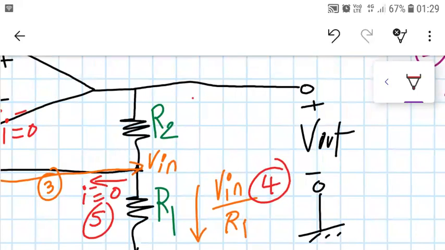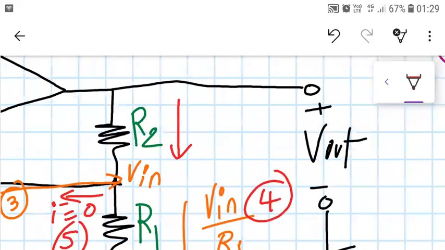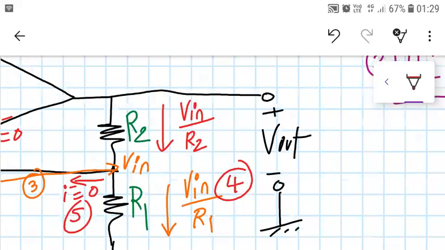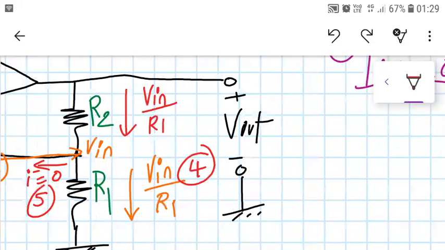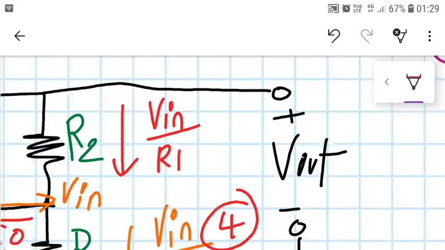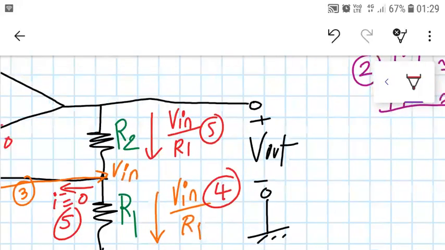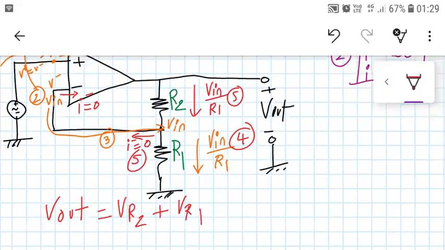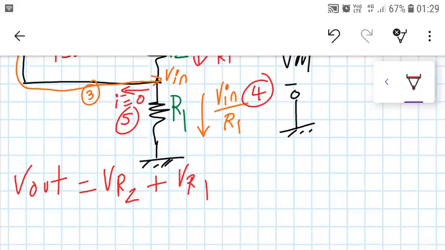So the same current flows through resistor R2. So the current here will be V in upon R2. Sorry, it will be V in divided by R1. So the current flowing through R2 will be V in divided by R1. This will be my step number 5. Now, what is the voltage drop across R2? Let me write V out is equal to the voltage drop across R2 plus the voltage drop across R1. The voltage drop across R1 is nothing but V in.